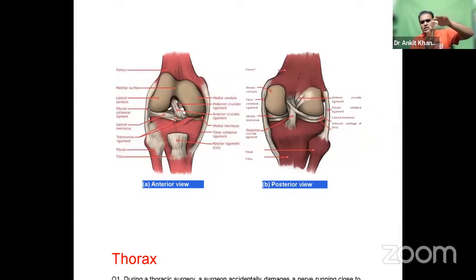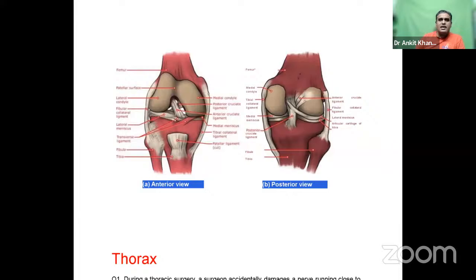Forget about the cruciates. There won't be much damage to the cruciates. Cruciates are injured when there is a rotational injury. In this lateral force, it is the collateral ligament that will be injured. So if you apply common sense, you can rule out the two options of cruciate ligament. Now we are left with two collaterals. So if there's an outside injury, the knee will go like this. Stretching will be on the medial collateral ligament, or the tibial collateral ligament. There can be injury to the medial collateral ligament.